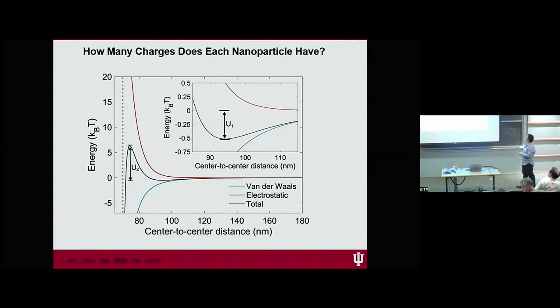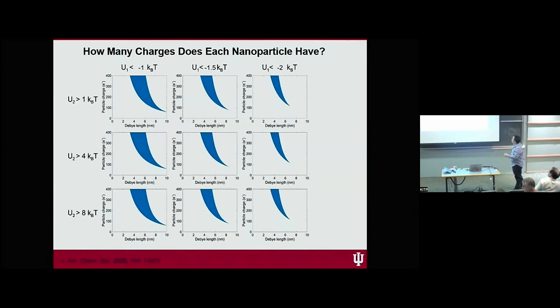What we did then is a parameter space sweep where, if we define our own criteria of U1 and U2, we examine what combination of particle charge and valence will satisfy that criteria. And this analysis already generates some interesting insight. As you can see, as we make the criteria more and more strict, there's a rapid narrowing of the allowable valence, but not the particle charge, suggesting that the valence is a more critical control variable.